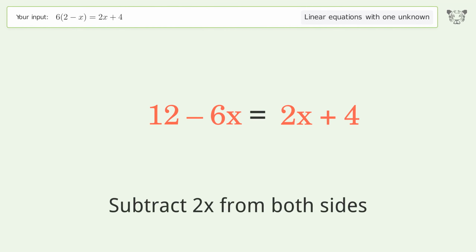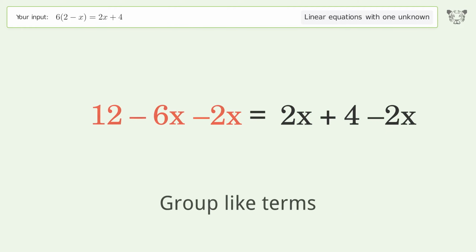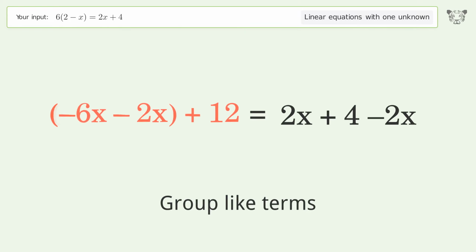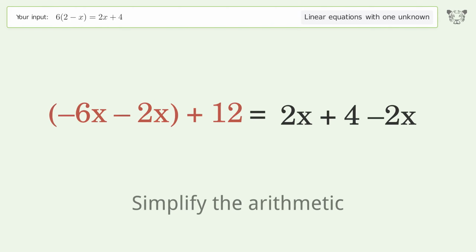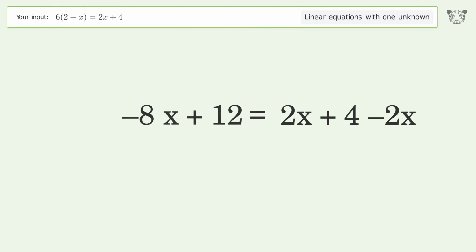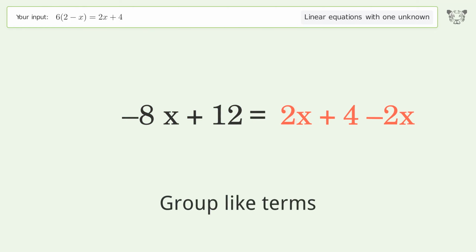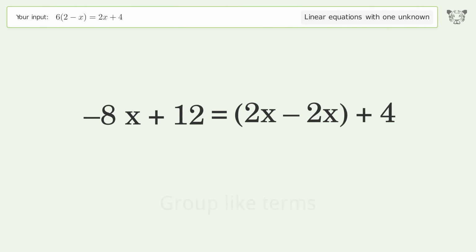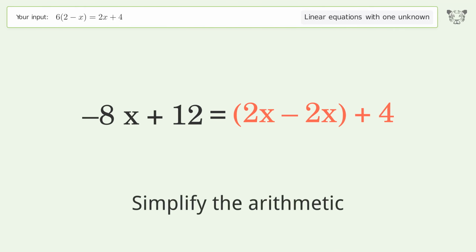Subtract 2x from both sides. Group like terms. Simplify the arithmetic. Group like terms. Simplify the arithmetic.